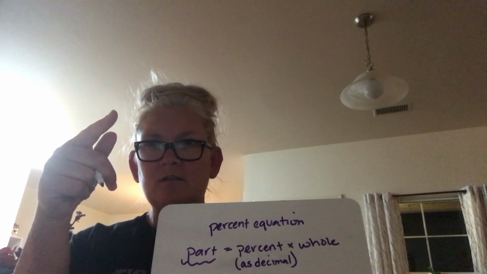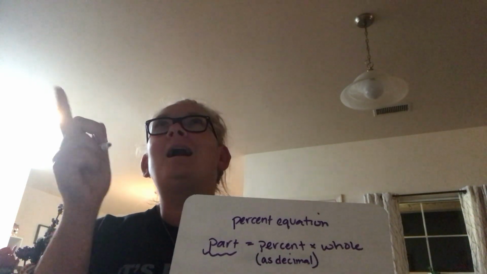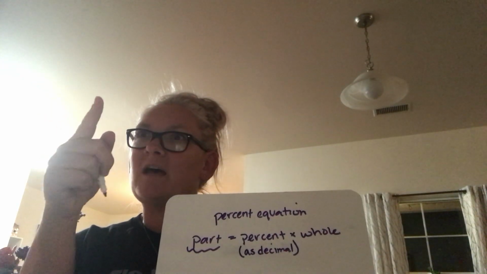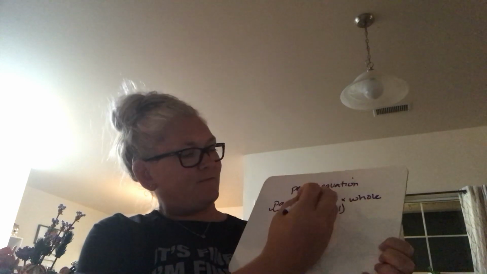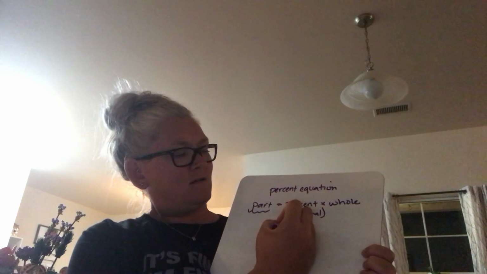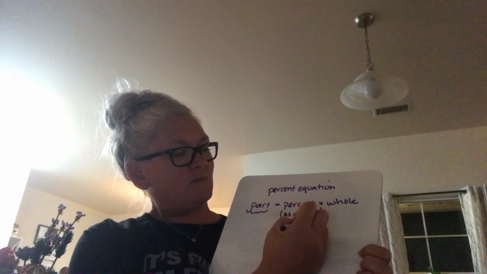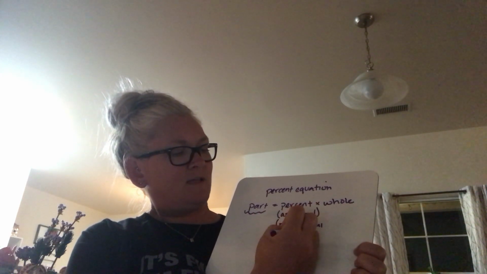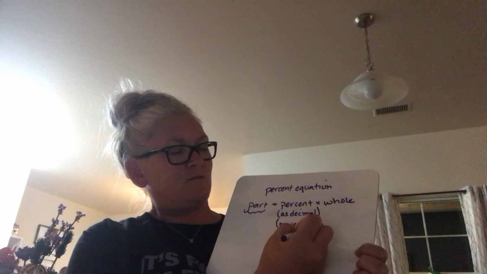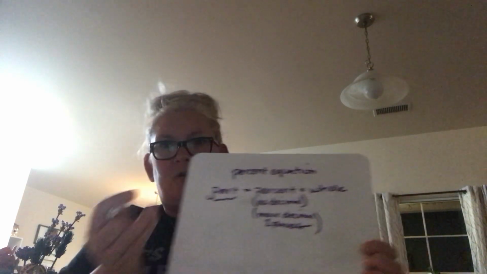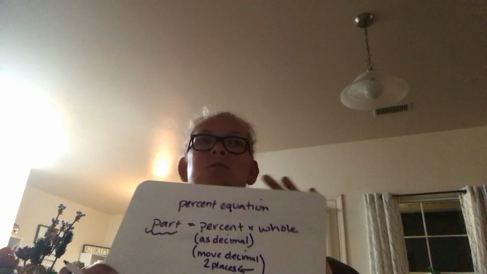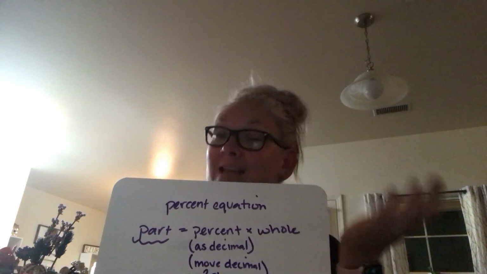Do you remember, Kevin? Yes, we have to move the decimal sign 2 places to the left. Good. So move decimal 2 places. I'm not going to write the word left, I'm just going to write a big arrow there to the left. Great job.